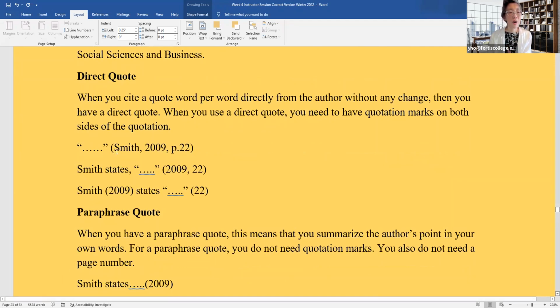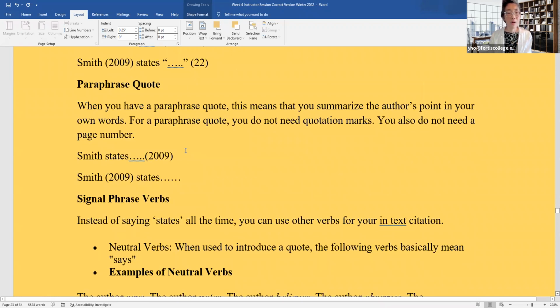Then you need to have the author's name, the date, and the page number. And then you have many different ways of saying it. You would say Smith states, or Smith 2009 states. Or you can write the quotation and then write Smith 2009 and page number.